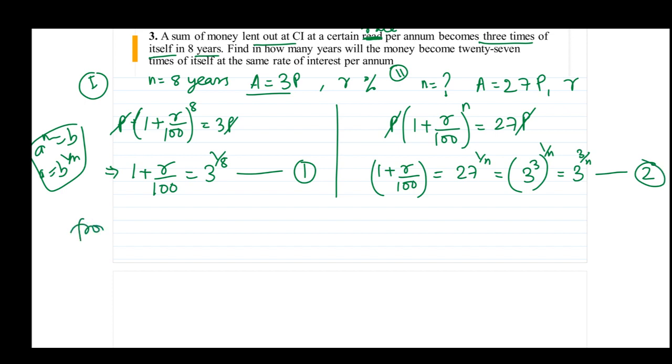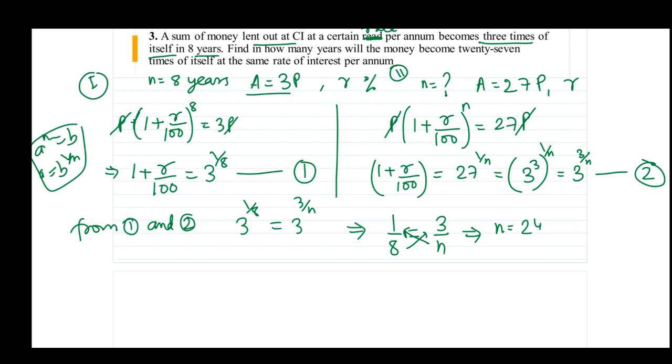So from 1 and 2, the left hand sides are the same, so the right hand sides should also be the same. It is 3 to the power 1 by 8 is equal to 3 to the power 3 by n, and the bases are the same, so the powers should also be the same. It means 1 by 8 is equal to 3 by n, and hence after doing a cross multiplication you will get n is equal to 24 years. So therefore in 24 years the amount will be 27 times of itself.